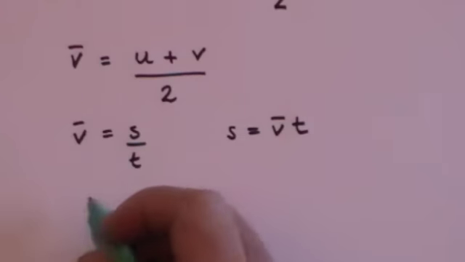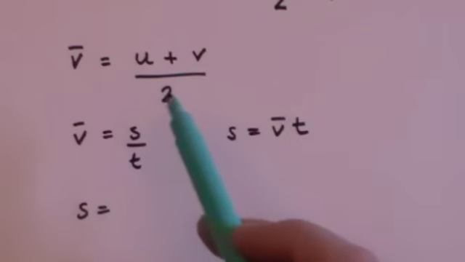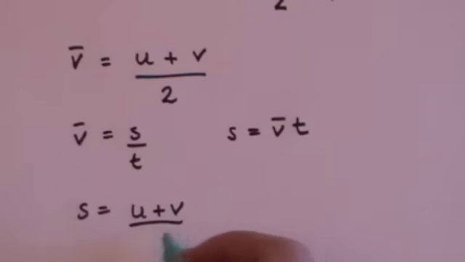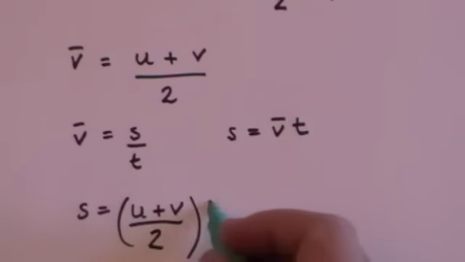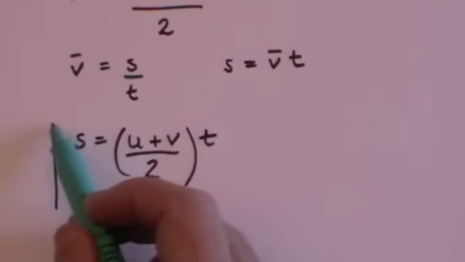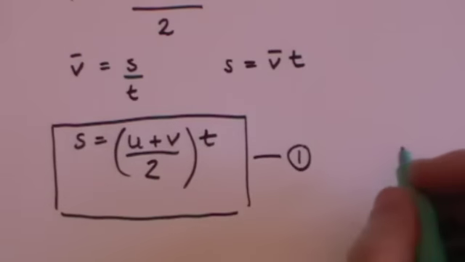But if distance is equal to average speed times time, for average speed we can put in this equation here. We can say u plus v over 2, because that is what the average speed is. And all of that is multiplied by t. So now we've got an equation which relates distance with initial speed, final speed and time. And that equation is the first of what we call the Suvat equations.